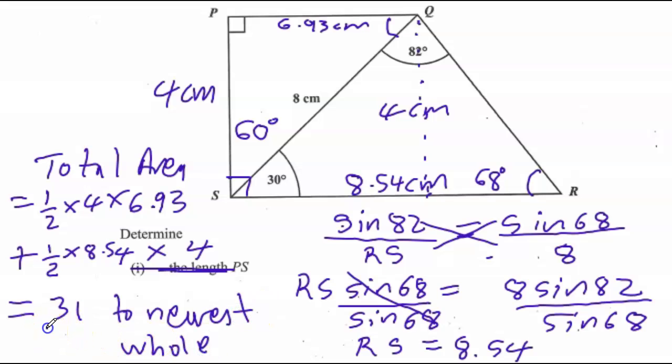Well, 31 square centimeters, right? To the nearest whole number. Because we're talking about area, so cm squared. So that's question 9.